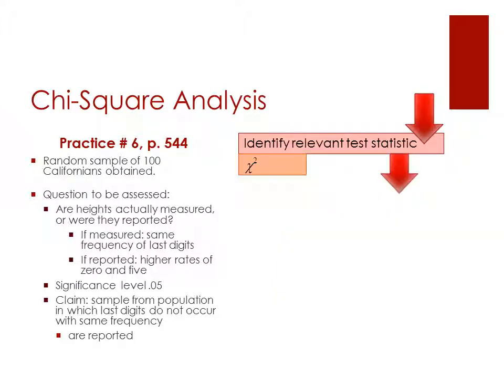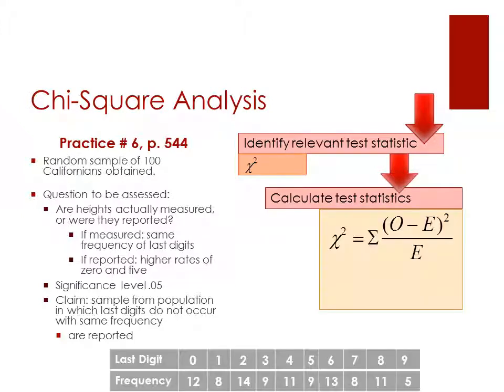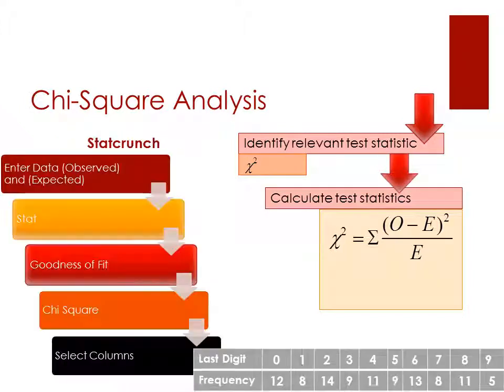All right, now we move on from there, and we need to calculate our test statistic. So we can calculate the test statistic using this particular formula here, okay, where we have the observed frequency, and we subtract the expected frequency from it and square that, and then divide it by the expected frequency. And once we've done that for each of these different categories that we have, then we sum all of that together. So that is one way that we can solve the problem. The other way we can solve the problem is using StatCrunch.